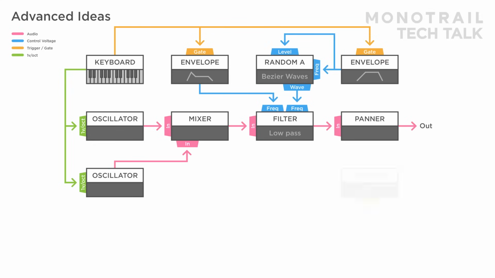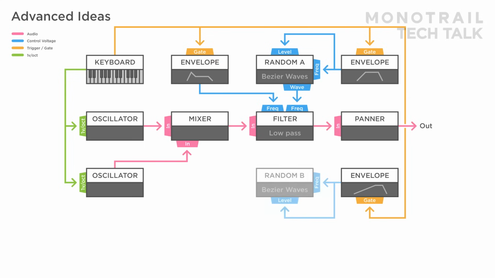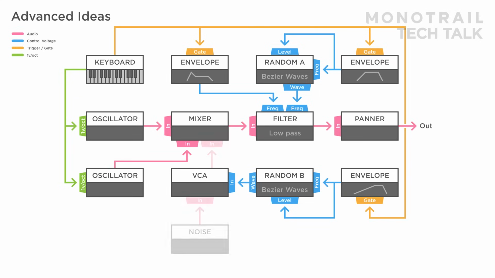A third copy of the gate is used on an even slower attack hold decay envelope, modulating the level and frequency of the second random voltage. That voltage is opening a VCA, allowing noise to enter the mix. And it's modulating the panner at the end of the voice to add some stereo depth. All the random voltages will only slowly enter the sound when a key is held.